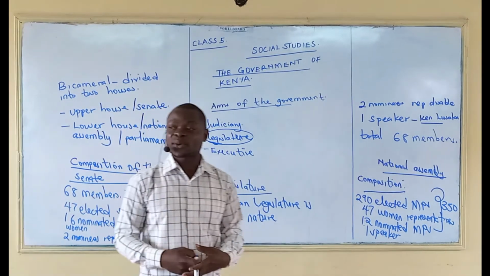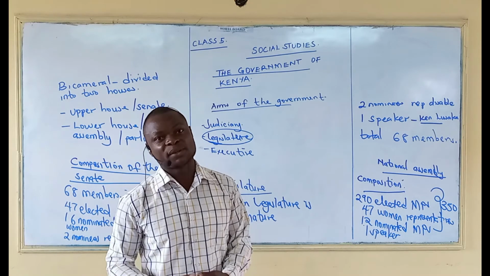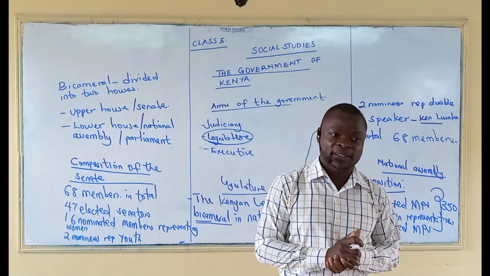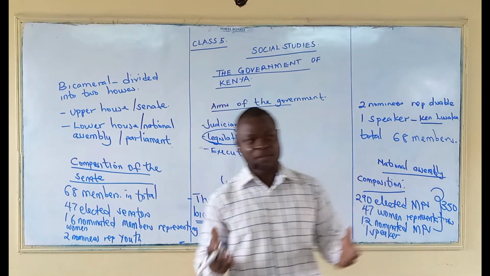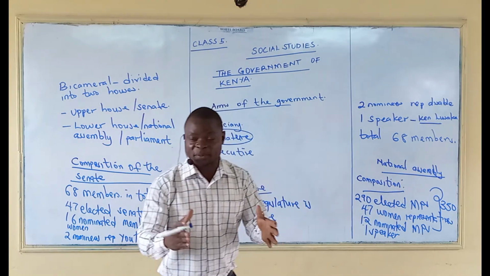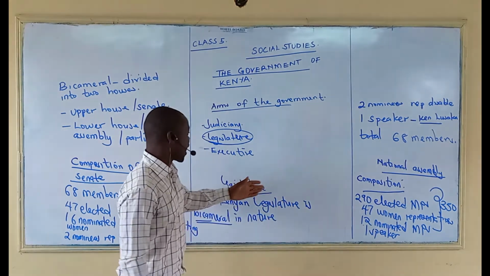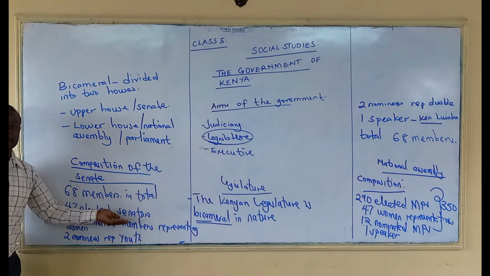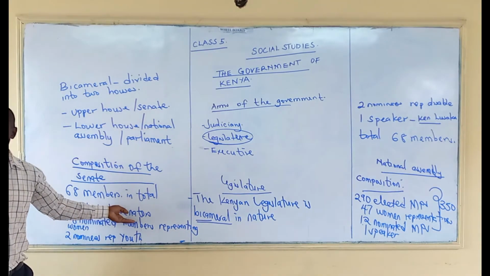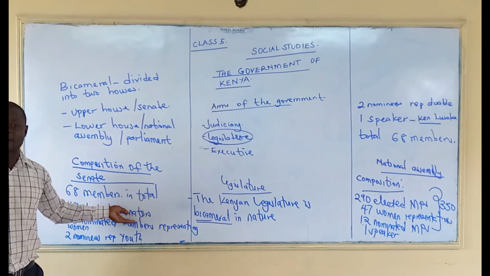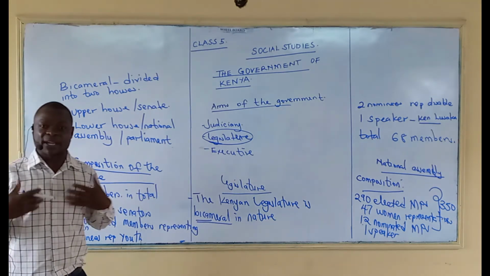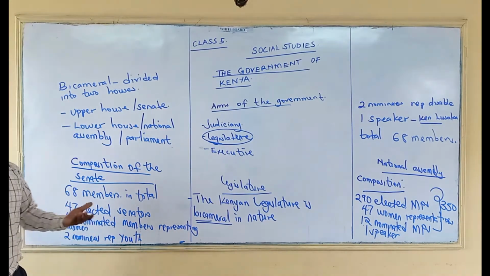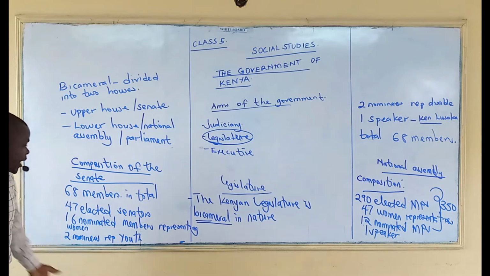Remember, it is the role of the speaker, the main ex officio member, to control debates. He's the one who shouts, order, order, members of parliament. It is his role to control debates and make sure that there is order in parliament. That is the role of the speaker. In total, if you look at all these members, you will realize that they are 350. That is the composition of the National Assembly.